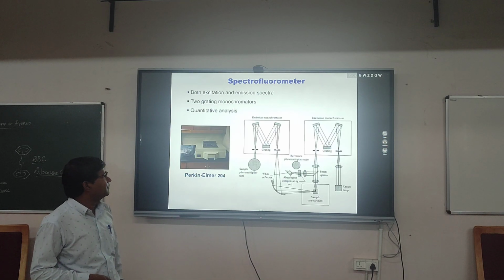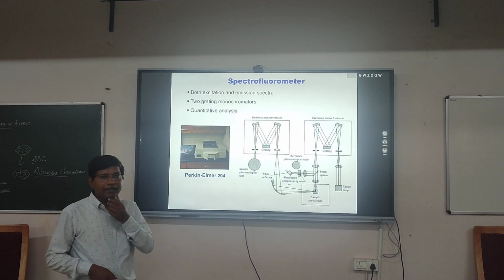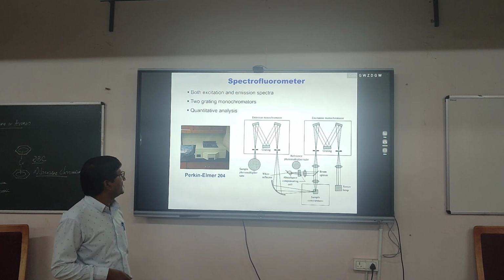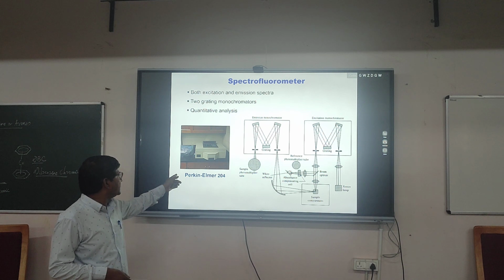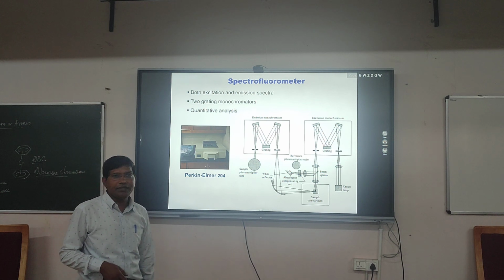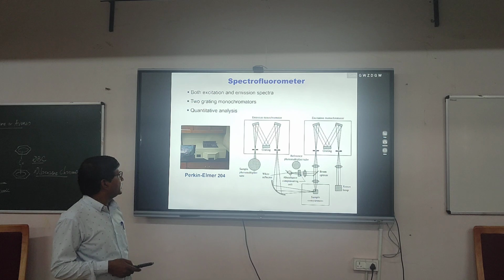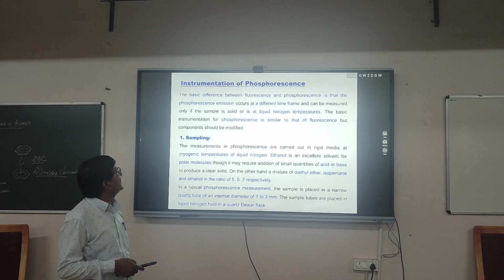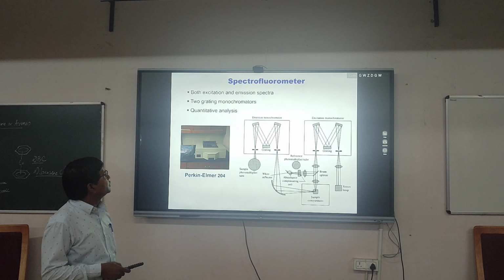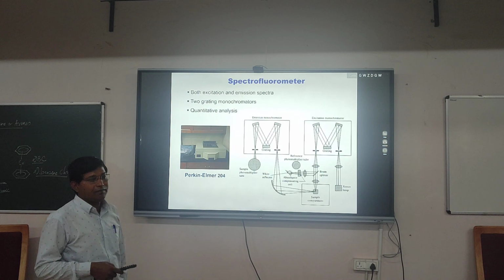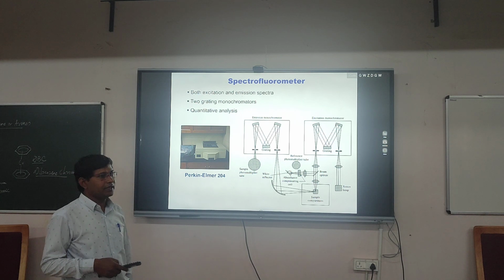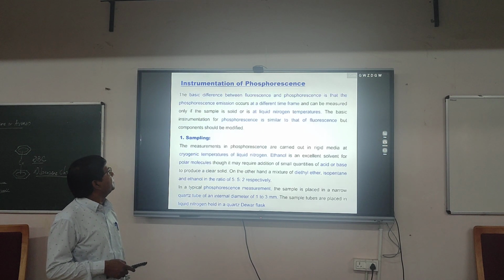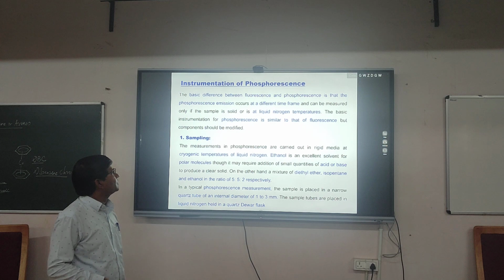Then we have a spectrophotometer, and there are different companies making this spectrophotometer, and one of them is Perkin Elmer or Thermo. So there are different companies who make this spectrophotometer. So these are about the spectrophotometer. Okay, and now we have the instrumentation of phosphorescence.